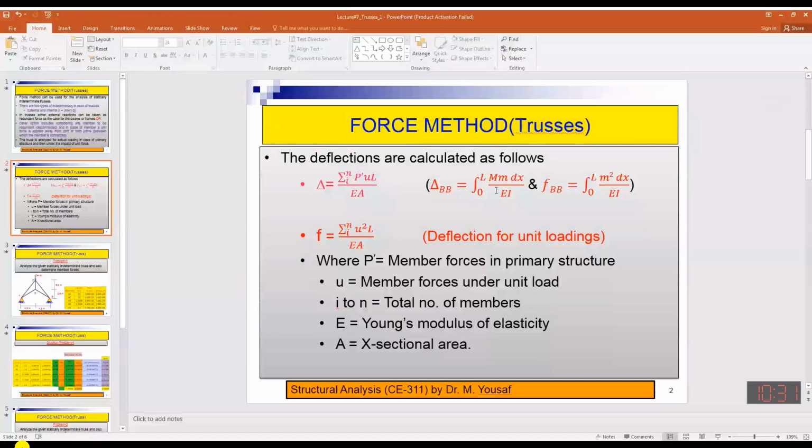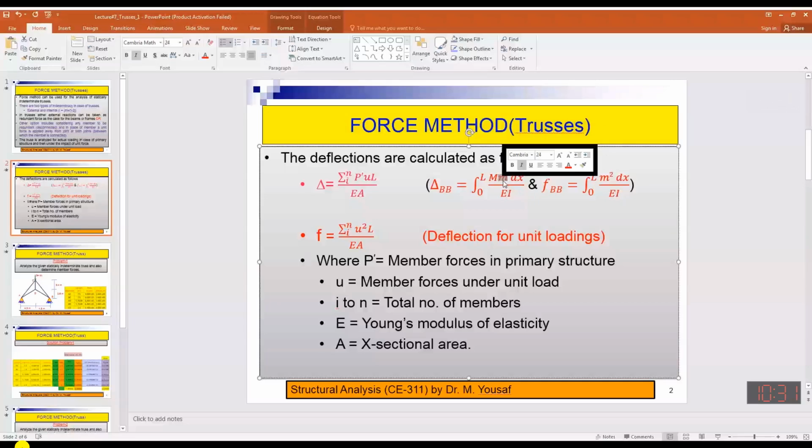This is delta BB, the deflection at B when force has been applied at B, which means we have taken the redundant at point B. So this is summation or integration. What is moment? Moment is basically the flexural force. This is due to applied loading, actual loading. This small m is the force due to unit force. This is the moment due to unit force, the unit effect of unit force.